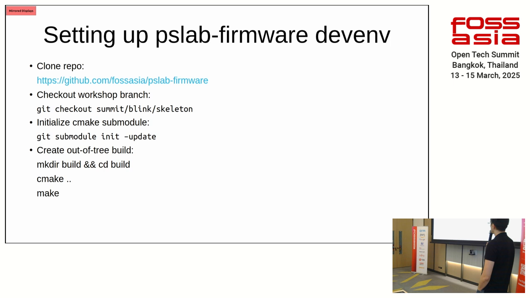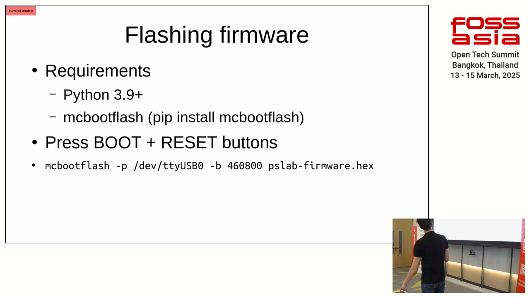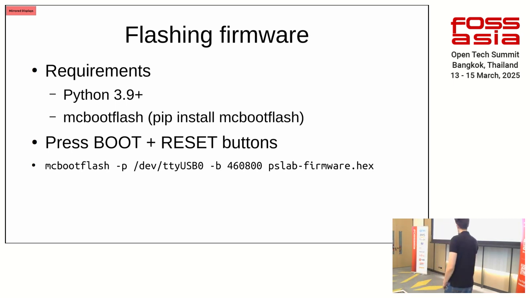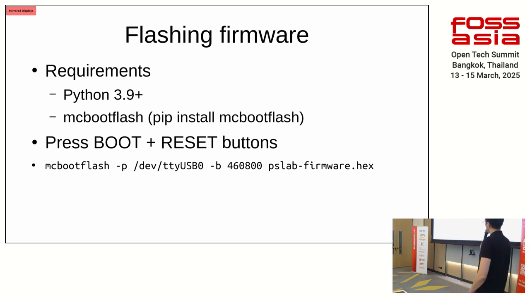You make a build directory and build it inside: cmake .. and then make. That should basically be it. Then you should have the firmware built. And once you have built the firmware, it's time to flash it. Of course, the one that you build won't have the exercise implemented yet, so it can't blink, but you can at least see how to flash it.